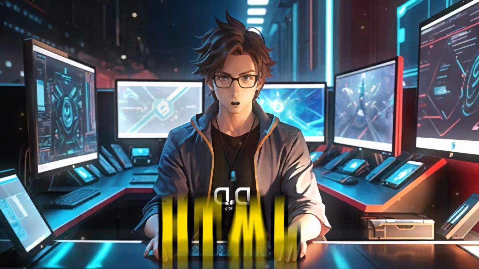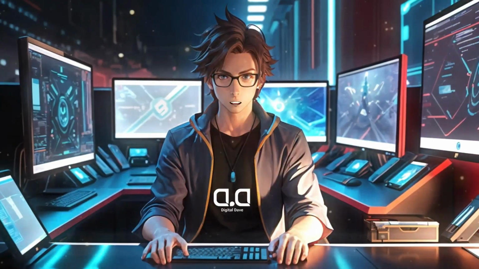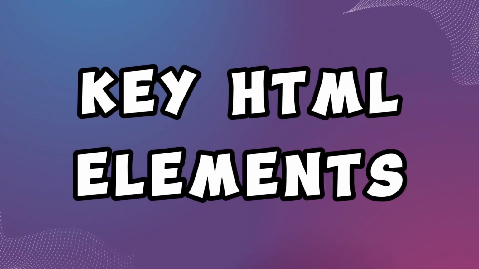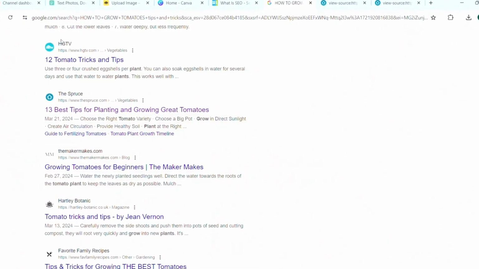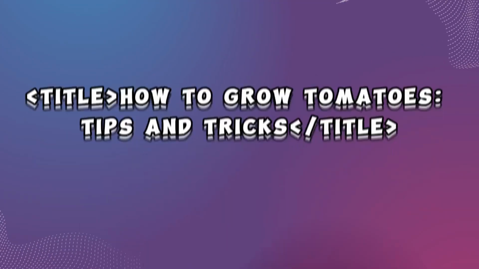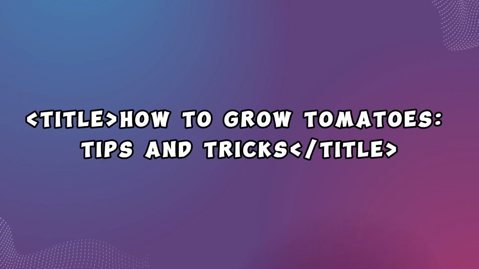Next, let's talk about HTML. Don't worry, you don't need to be a coding expert to understand this. Key HTML elements. The title tag is the first thing people see in search results. It should be clear and include your main keyword. For example, how to grow tomatoes, tips and tricks.